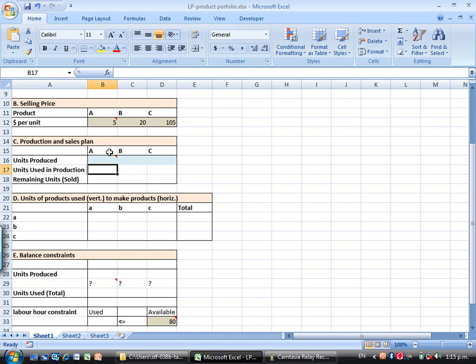Now, next thing I'm going to do is look at this table here. Table C, the production and sales plan. Now as I said, the units produced is going to be set by Solver. That's ultimately the managerial decision, which is how many units we need to produce. Now the next row down, the units used in production.